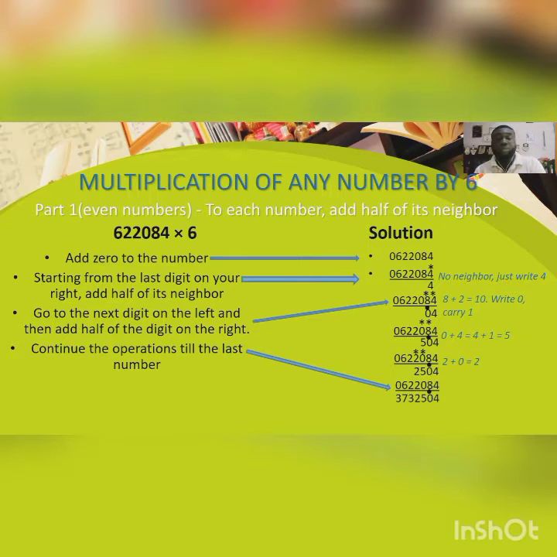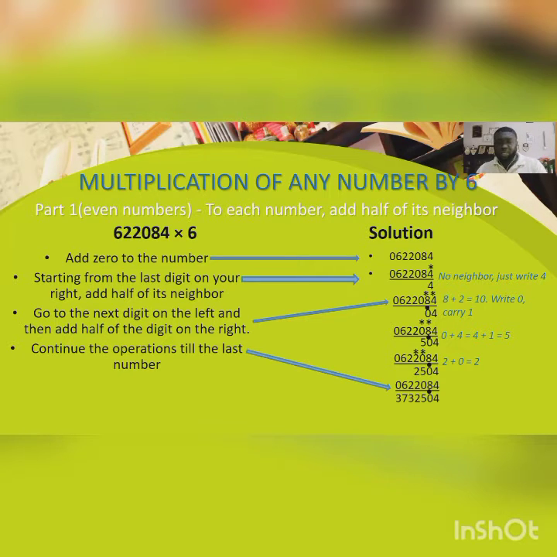Okay, so we're going to continue this operation till we get to the last number on the left. The next two numbers involved are 0 and 8. So we say half of 8 is 4, and then we add 4 to 0. That will give us 4. Remember that we carried 1 from the last operation, so 4 plus 1 will give us 5.